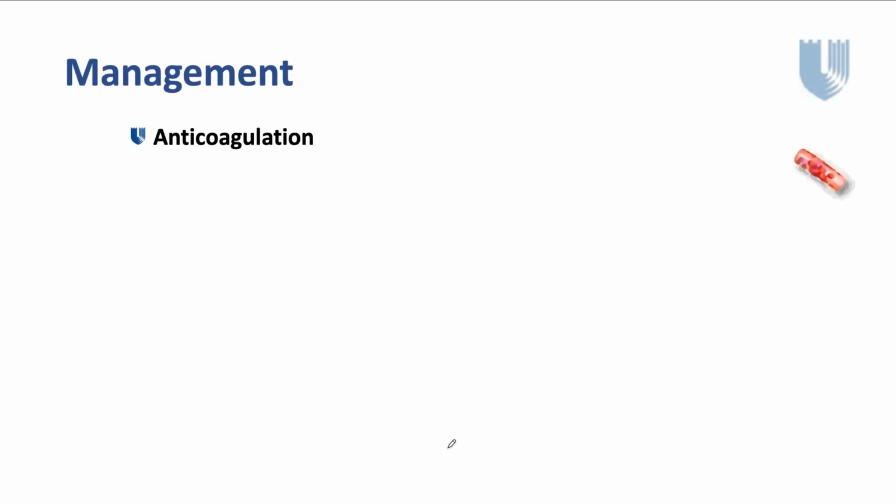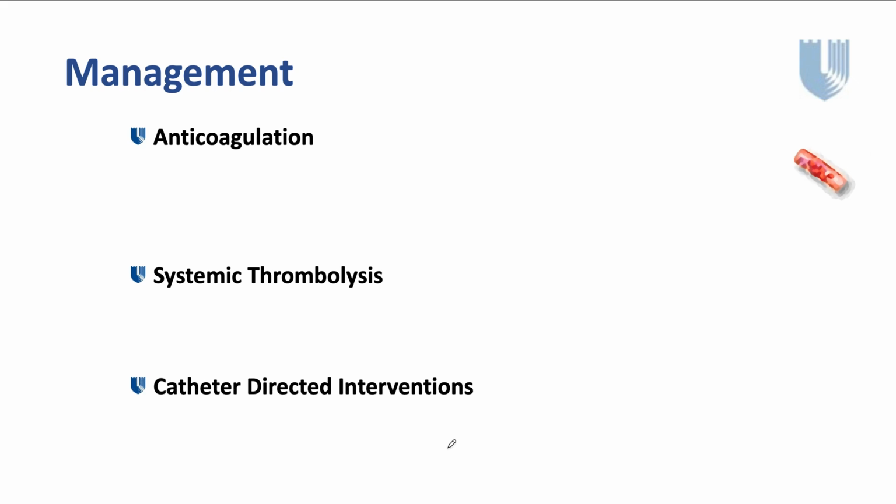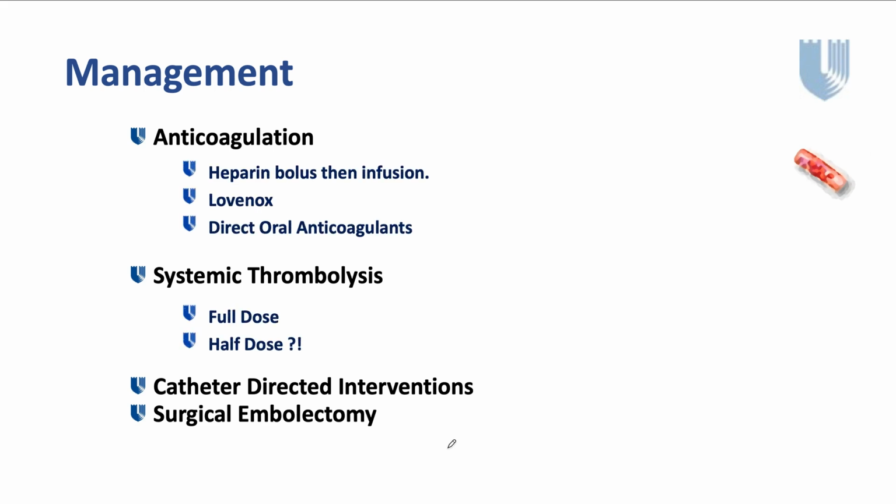Management options. This is to illustrate that we are still focusing more on anticoagulation. There are conditions where systemic thrombolysis has to be kept in mind. It's emerging over time to consider catheter-directed interventions, and surgical embolectomy is particularly useful if you end up maybe not using all the other options that are kept in mind.